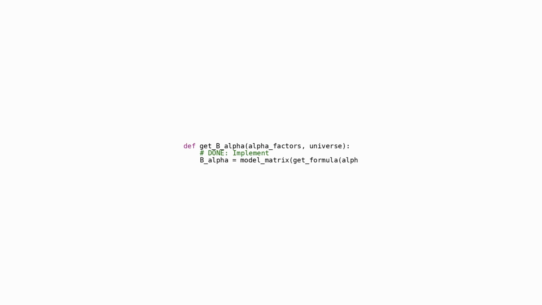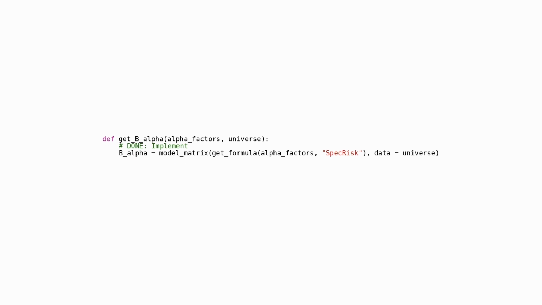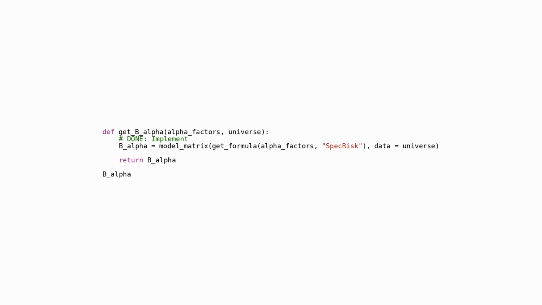The line b_alpha equals get_b_alpha, alpha_factors, universe, outside of the function appears to be a call to the get_b_alpha function, which should return the b_alpha matrix once the function is correctly implemented. But as it stands, the actual implementation, the logic to compute b_alpha, is missing from the function body and only a comment placeholder is present with the word done followed by the intended logic. This call would store the returned matrix in a variable b_alpha that could be used elsewhere in the code. For the function to be functional, the commented placeholder needs to be replaced with the actual code that computes b_alpha, and the function body must be corrected syntactically.